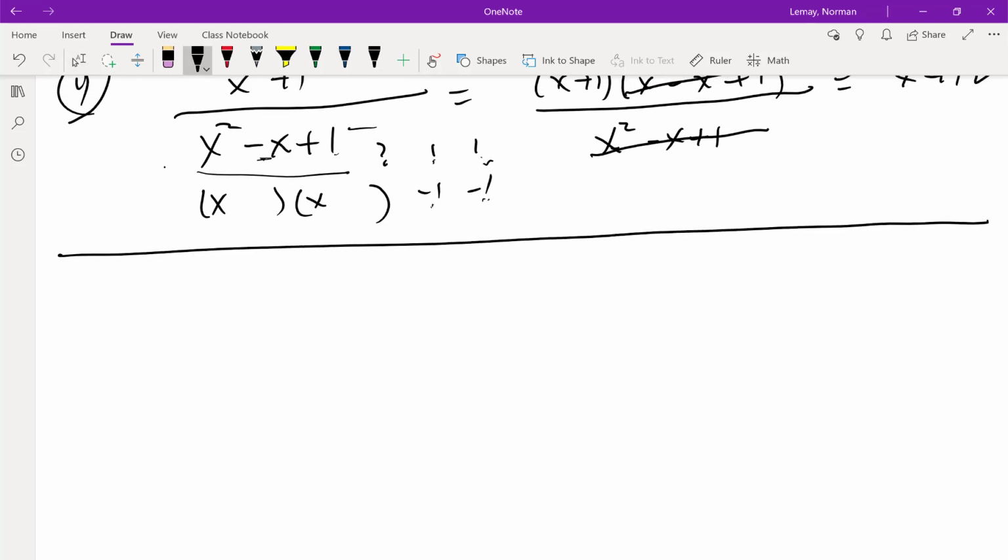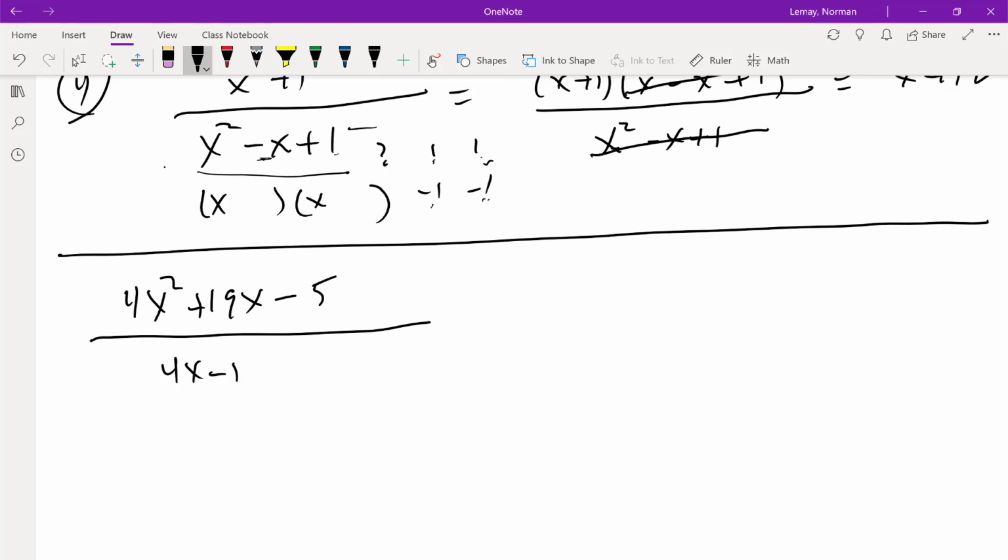Okay. All right, so we got a couple more here, so bear with me. So 4x squared plus 19x minus 5 divided by 4x minus 1. All right, so let's take a look. The denominator, there's not really much to do with our denominator, so I could just write 4x minus 1.